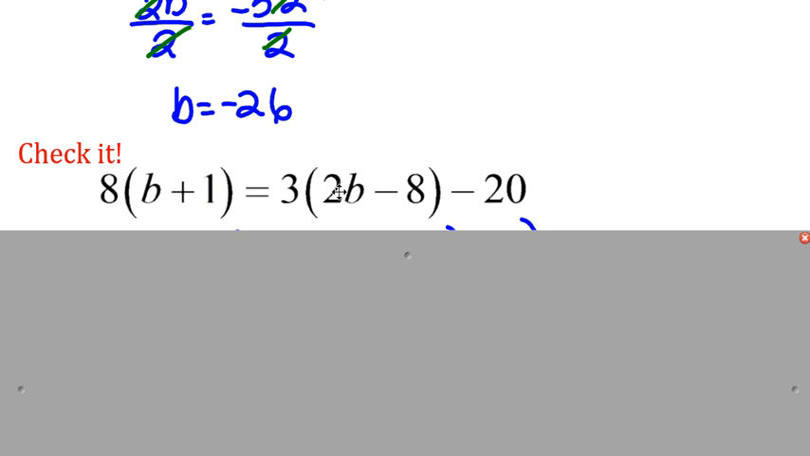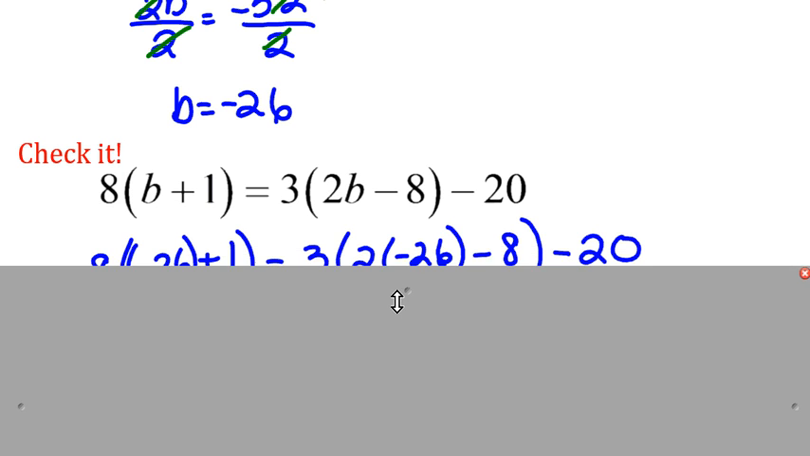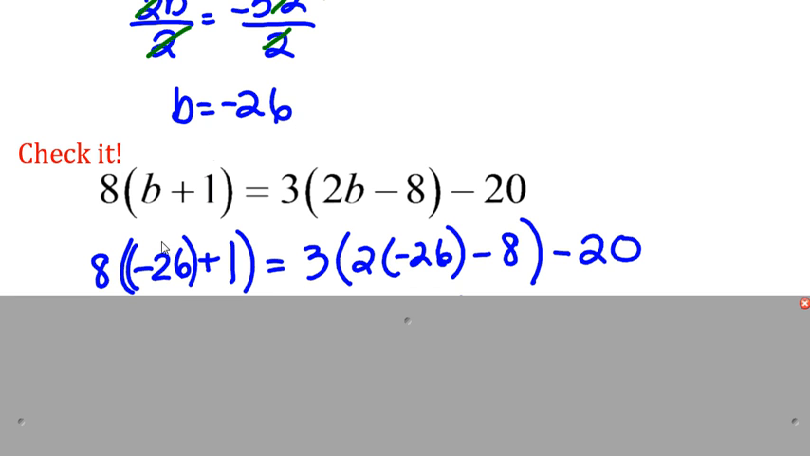And we would evaluate it according to our order of operations to make sure that it's balanced on each side of the equation. So we're going to substitute a negative 26 in to the left and the right. So again, grouping symbols, right? Negative 26 and 1, that would be a negative 25. So we have 8 times negative 25 here on the left.